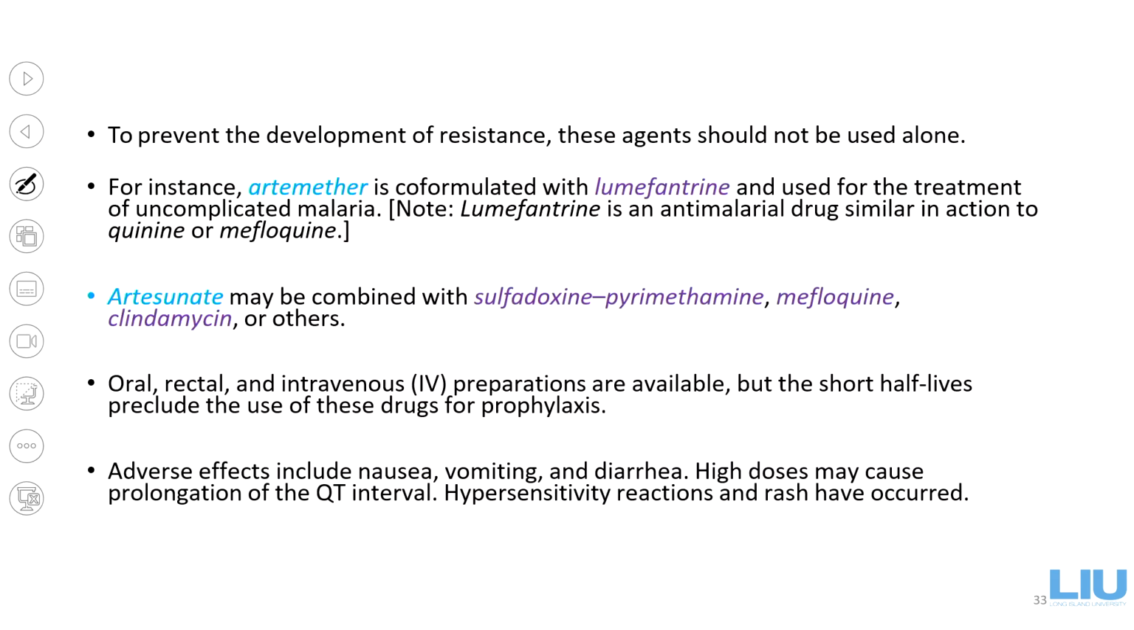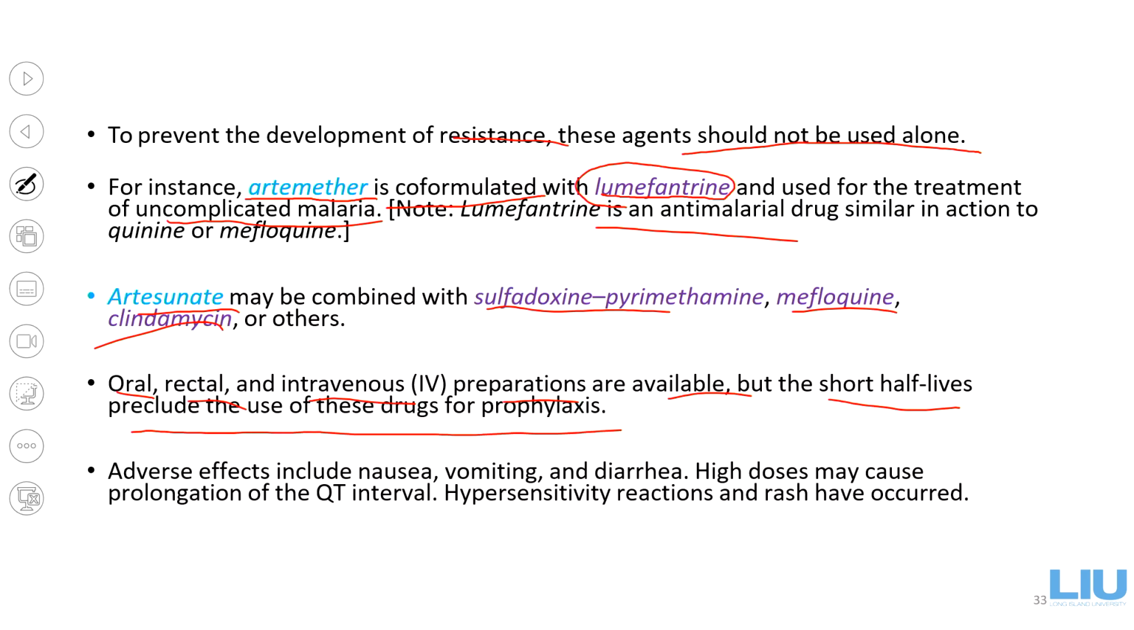To prevent development of resistance, these agents should not be used alone. We know this already for all the chemotherapeutic agents. For instance, artemether is co-formulated with lumefantrine. You might remember this from the 8-substituted quinolones to treat uncomplicated malaria. Oral, rectal, and intravenous preparations are available, but they have short half-lives, which limits the use of these agents for prophylaxis.